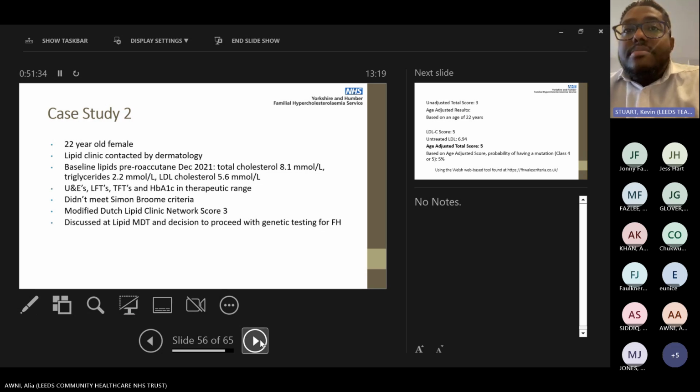Interestingly, her eosinase, LFTs, thyroid function test, and HbA1c were within range. And it's saying that she didn't meet the criteria, but I think she did. And the modified Dutch lipid criteria score was also low for genetic testing at 3. However, it was discussed at the lipid MDT, and as a collective, we thought she should be tested for genetic testing. Next slide.